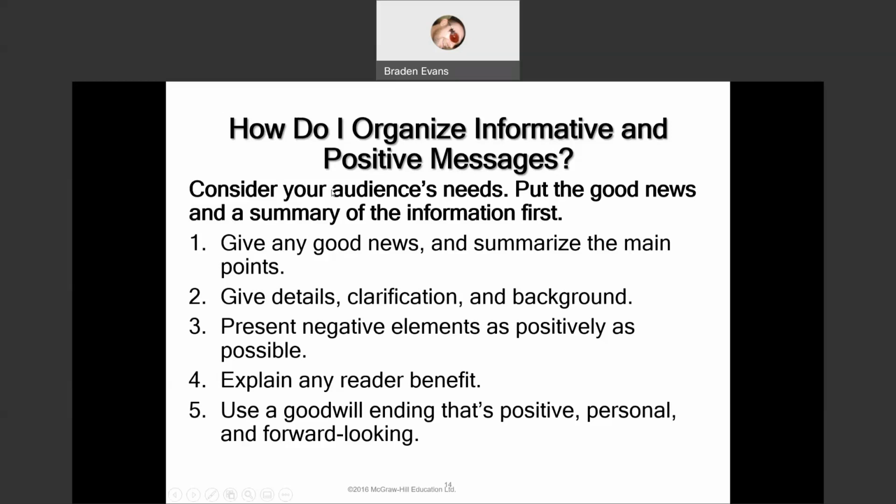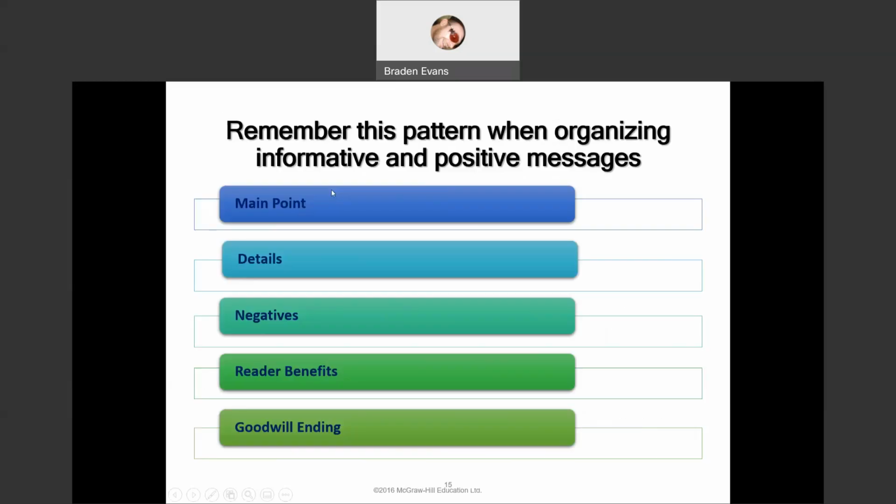Okay, something like that. So here's your model, your template for building a positive message. The main point: come right out and say it, give the good news, explain any necessary details. If there's any negative element to it, that comes after, right? You give some explanation of it. Make sure you let the reader know what's in it for them, their benefits, and then a good positive sign off. That's the structure of a positive message.